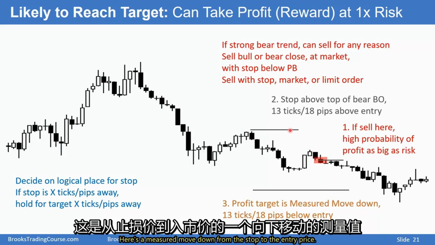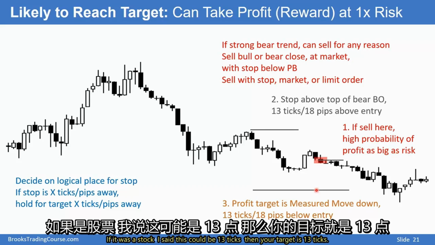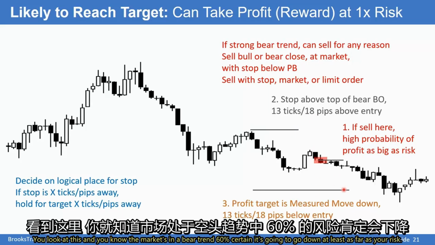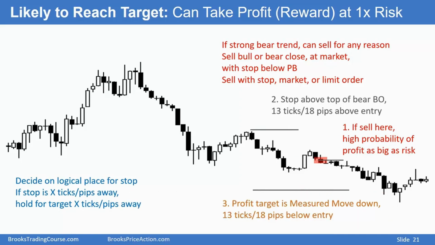Here's a measured move down from the stop to the entry price. This is the measured move down. If it was a stock, I said this could be 13 ticks, then your target is 13 ticks. If it's a Forex market and this was 18 pips above your entry price, then your target is 18 pips below. You look at this and you know the market's in a bear trend, 60% certain it's going to go down at least as far as your risk. Therefore, selling below this bear bar, getting filled here, putting a stop here, a reasonable stop, has a 60% chance of reaching this profit target.